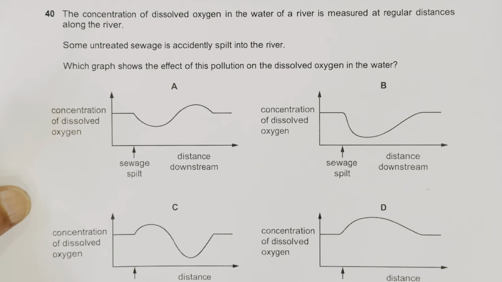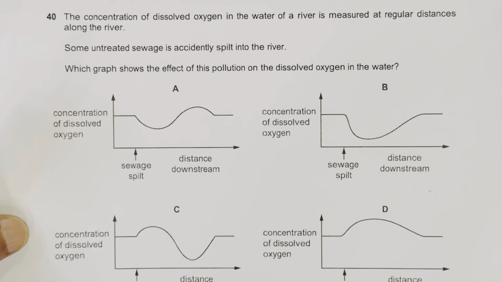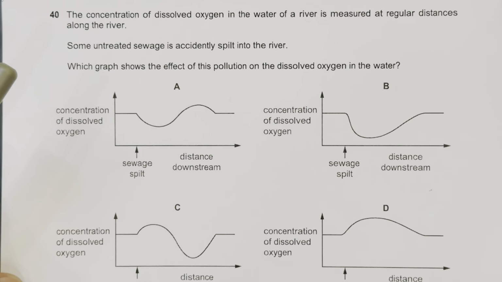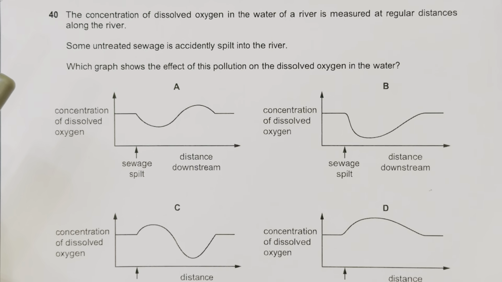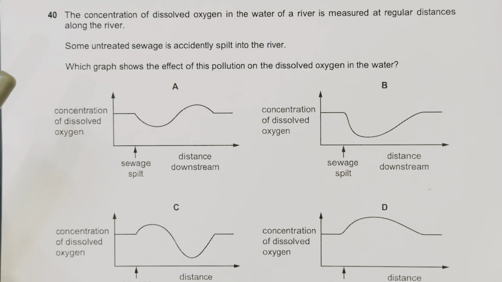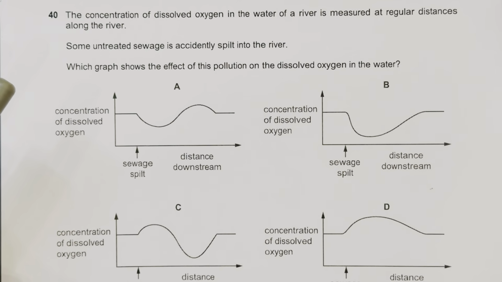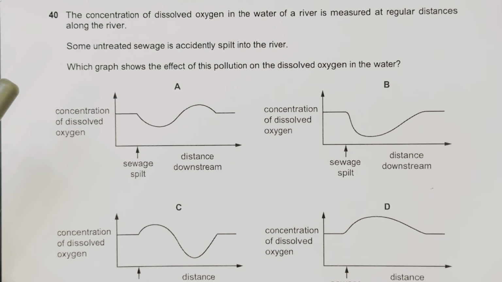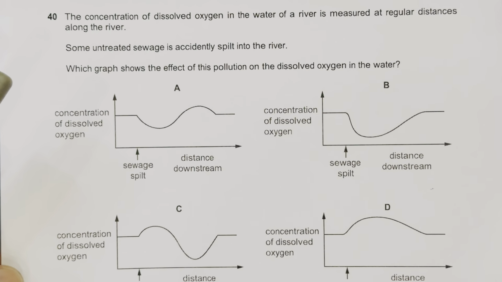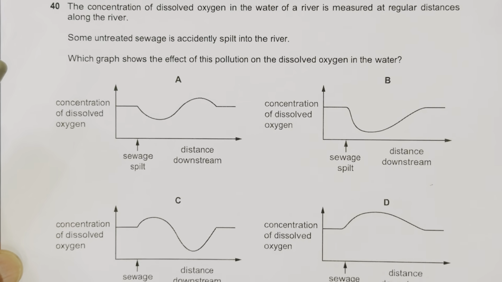It is the last question. The concentration of dissolved oxygen in the water of a river is measured at regular distances along the river. Some untreated sewage is accidentally spilt into the river. It means the concentration changes. Which graph shows the effect of the pollution on the dissolved oxygen in the water?